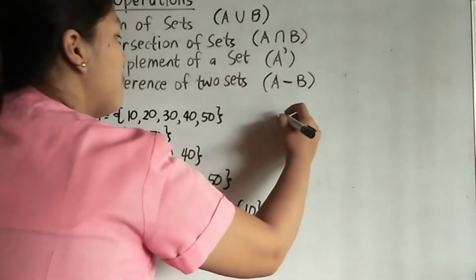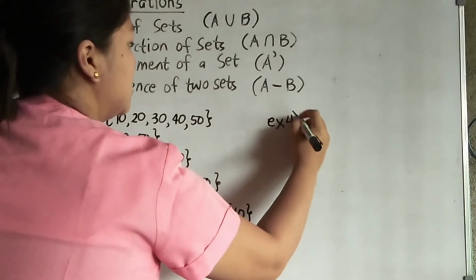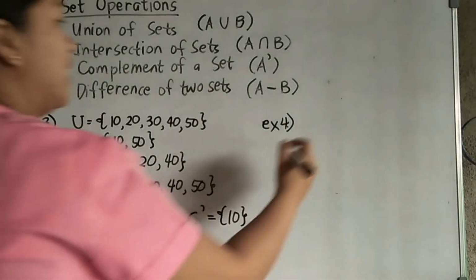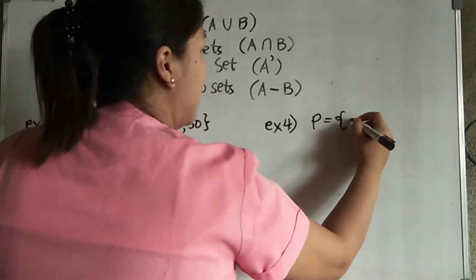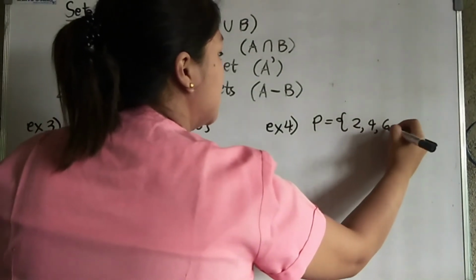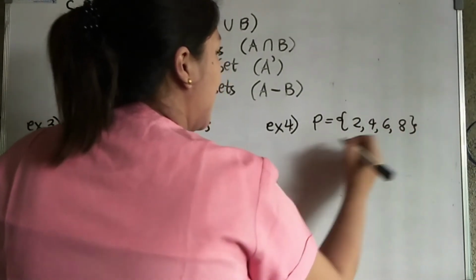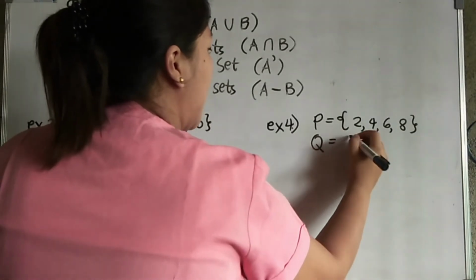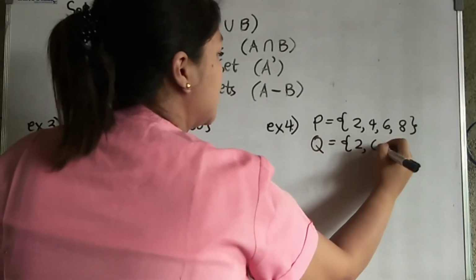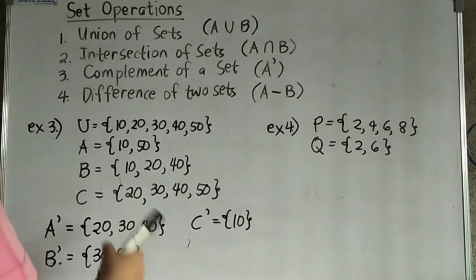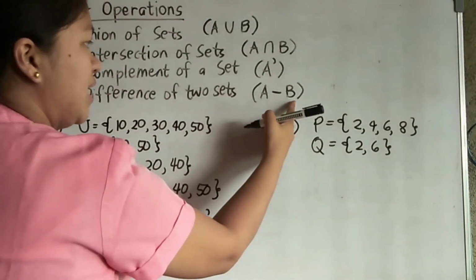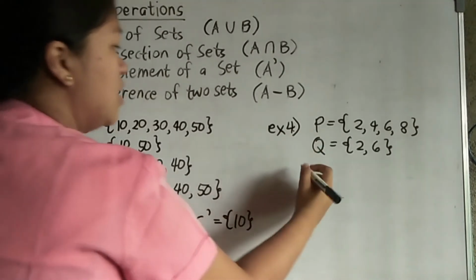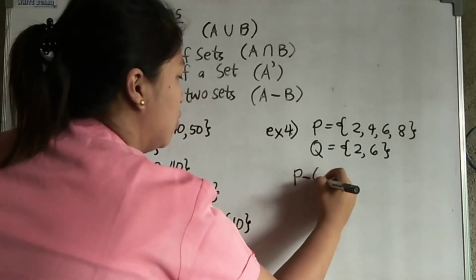And for the last operation of sets, na tinatawag po nating difference of two sets, let's say you are given set P, which contains the elements 2, 4, 6, 8. And set Q contains the elements 2, 6. So when we see the difference of two sets, ito po ang symbol niya, A minus B. In this case, ang given natin is P and Q. So we will have P minus Q.